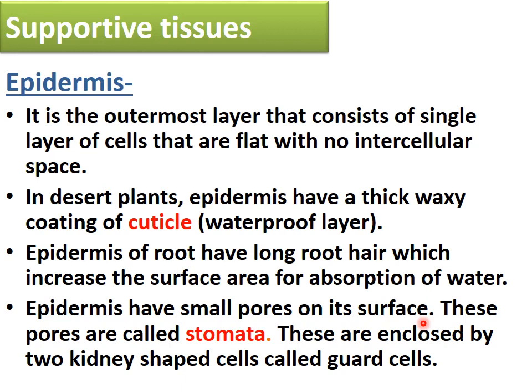Now these stomata, they are enclosed by two kidney shaped cells which are called as guard cells. Means there is stomata that is present on the epidermis. This stomata, it is enclosed, means it is covered by two kidney shaped cells. And what are those two kidney shaped cells called? They are called as guard cells.